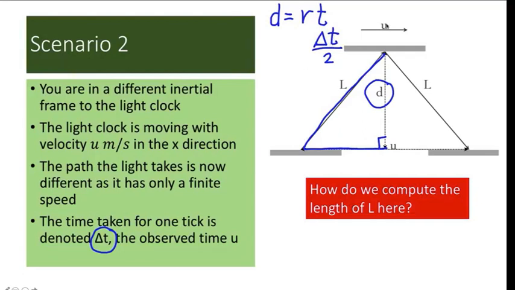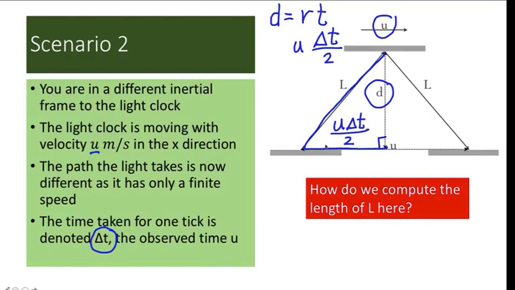And what is our rate? Our rate is given to be u meter per second. Therefore, this length here now is u times delta t over 2. Now, don't think of delta t as two variables. This is one variable, the change in time from here going to this point.